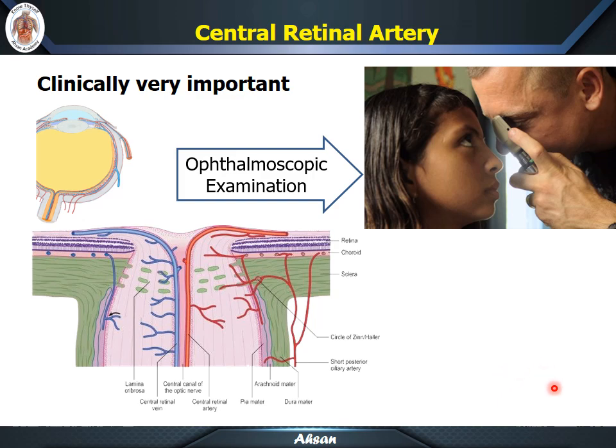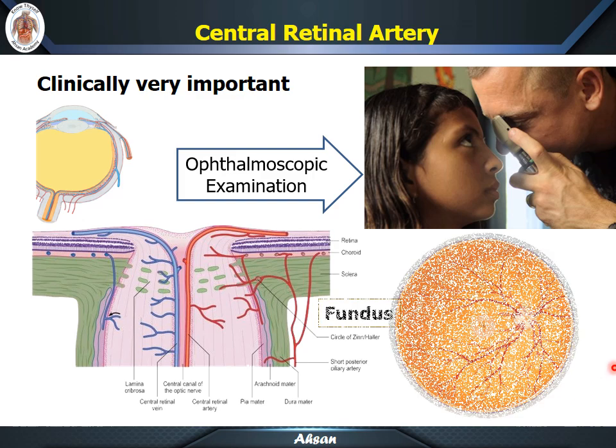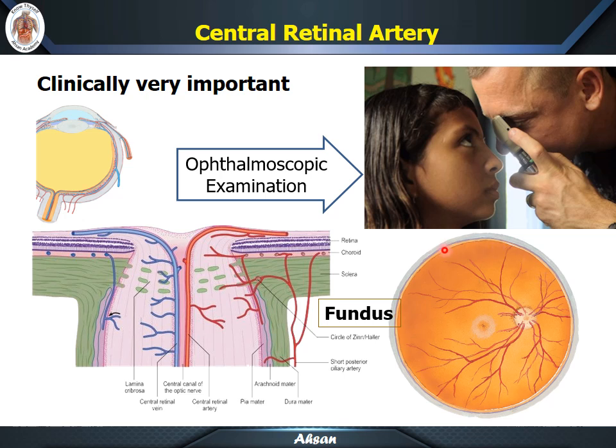We can easily see this by ophthalmoscopic examination, and this is called the fundus of the eyeball. Here the optic disc and arteries can be easily visible. Several diseases affect these blood vessels, like diabetes mellitus. There will be changes in the vessels, and by ophthalmoscope early diagnosis is possible once changes have started appearing, and the patient can be warned and can take precautionary measures.